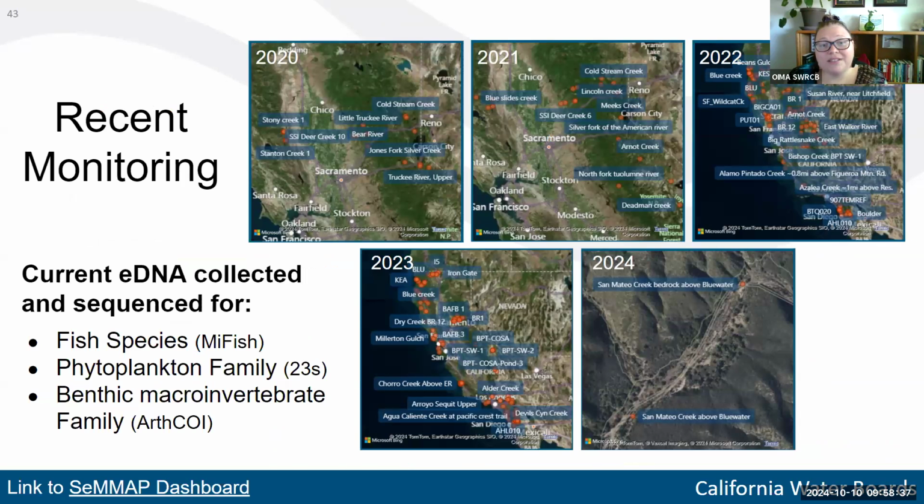This slide shows where data has been collected each year. 2024 is a bit empty right now. I suspect we're waiting on data to come back from the labs. But the kits and analysis methods we use can tell us about what fish, phytoplankton, and benthic macroinvertebrate DNA are detected in the samples.